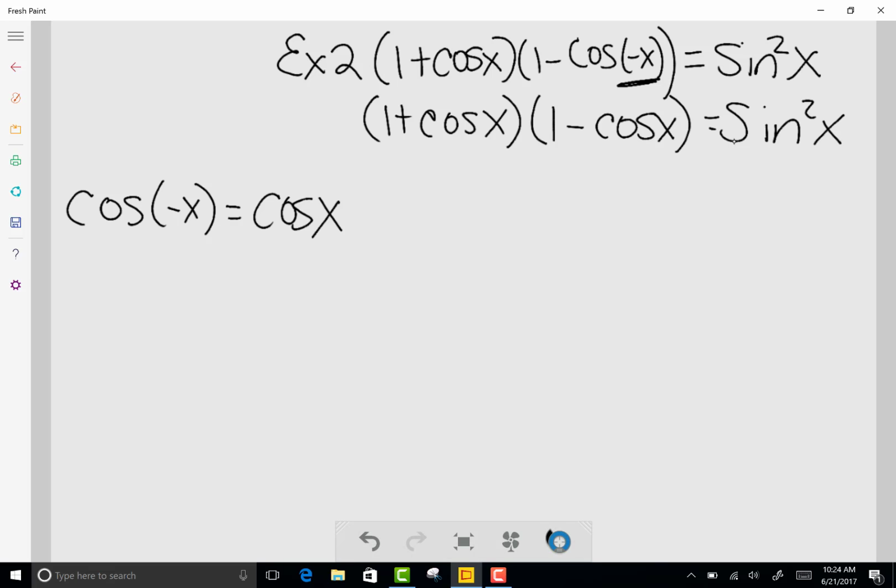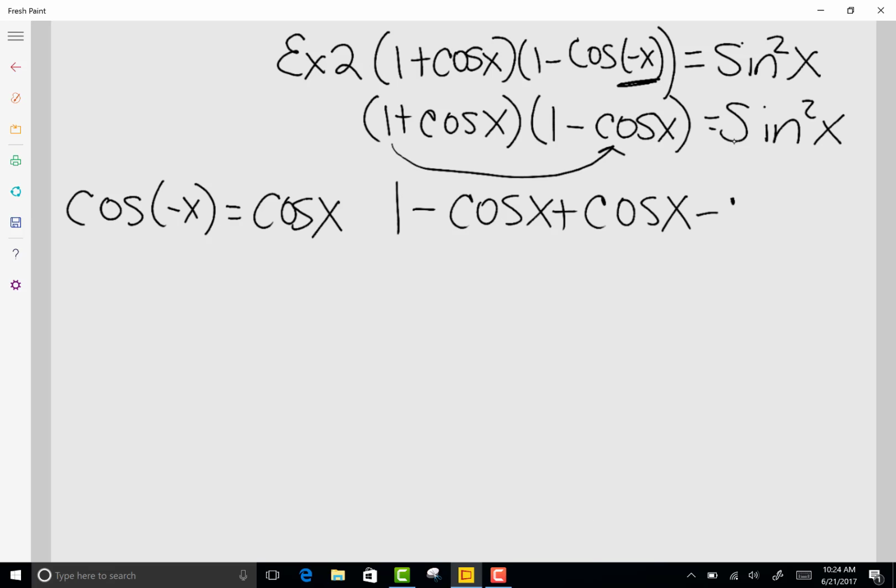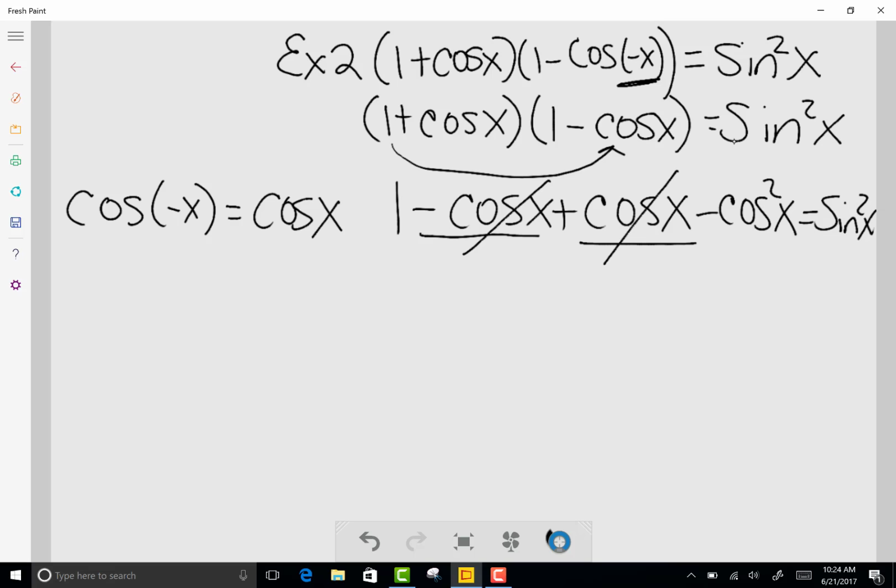Now from here, I'm just going to FOIL or distribute. So I have the 1 times the 1, which gives me a 1. And then I have the 1 times the minus cosine. That gives me minus cosine x. And then I have plus cosine x. And then minus cosine squared x. And I'm still trying to show that that's equal to sine squared x. I have a minus cosine and a plus cosine here. So those drop off because those add up to 0. So I'm left with 1 minus cosine squared x is equal to sine squared x.